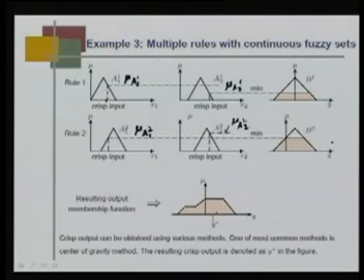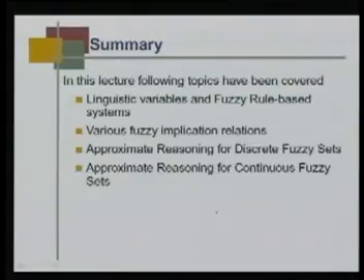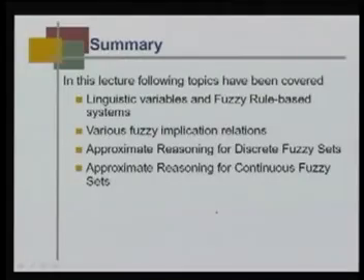Finally, the summary of this lecture. The following topics were covered: linguistic variables and fuzzy rule based systems, various fuzzy implication relations, approximate reasoning for discrete fuzzy sets, and finally, approximate reasoning for continuous fuzzy sets.